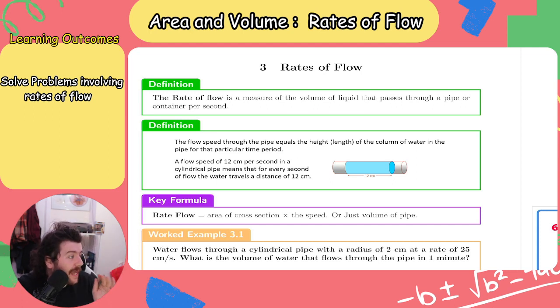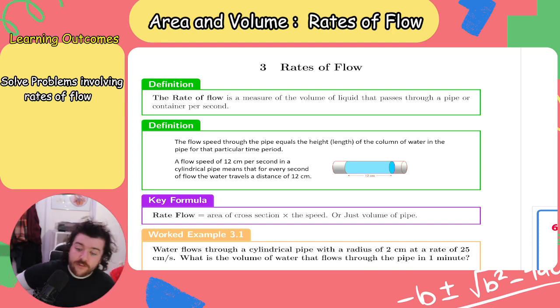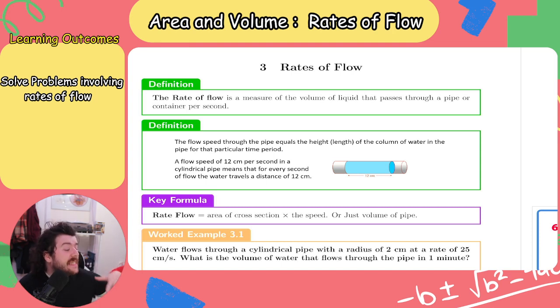Rate of flow is a measure of the volume of a liquid that passes through a pipe or a container per second. For example, water will come out of a tap at 10 centimeters cubed per second. So for every second, 10 centimeters cubed of water is shoved through that pipe. Or you could say the rate of flow is 5 liters per hour. So every hour, 5 liters of water go through a pipe. That doesn't seem realistic, but you get the point. So that's what rates of flow is.